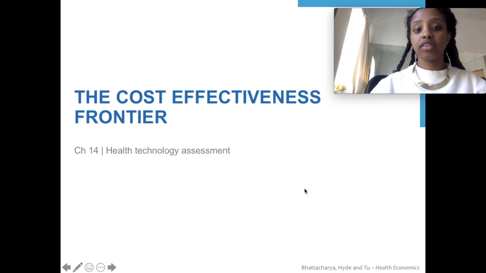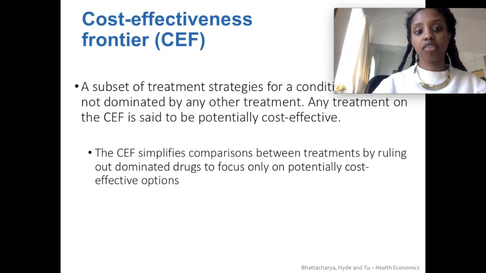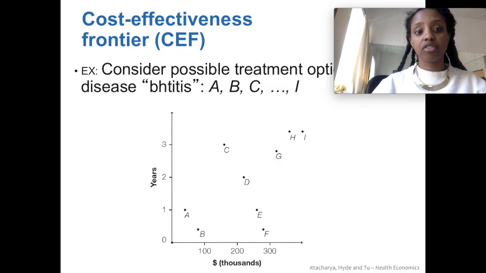So we can put the ICERs together and trace out the cost effectiveness frontier. And the point of the cost effectiveness frontier is that it's a subset of the treatment strategies available where you're removing all of the ones that are wholly dominated to just compare between the ones that are potentially cost effective.